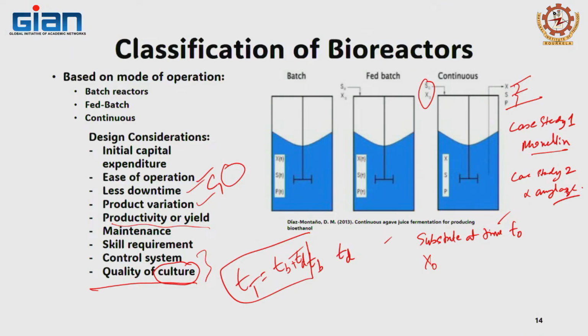In case study 2, alpha amylase, that is an enzyme, again a protein. Whether it is produced extracellularly or intracellularly, depending on the host that you choose, depending on the process that you choose, will define the type of reactor you are going to use. So you have to be very, very careful in choosing the right reactor design for these type of processes.